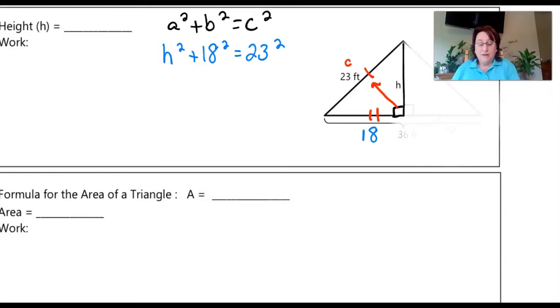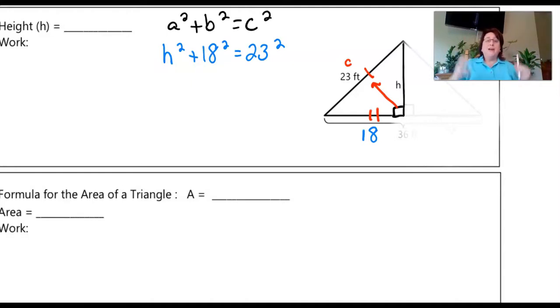Okay, hopefully you set it up correctly. If not, guys, look at this. Remember, always across from the 90 degrees is going to be your C. So I plug that in for C. Remember, these legs right here, it doesn't matter which order you put those in.